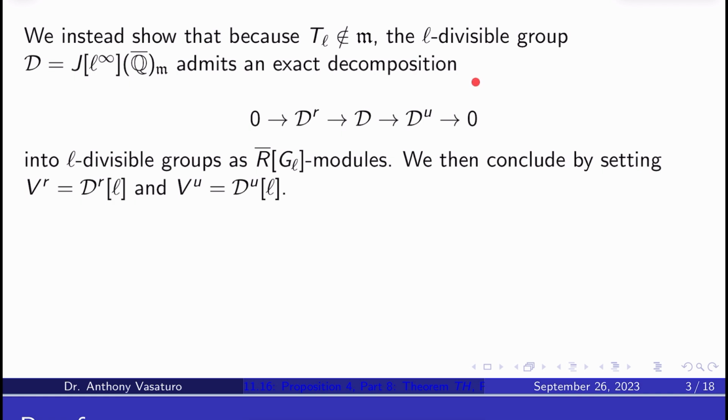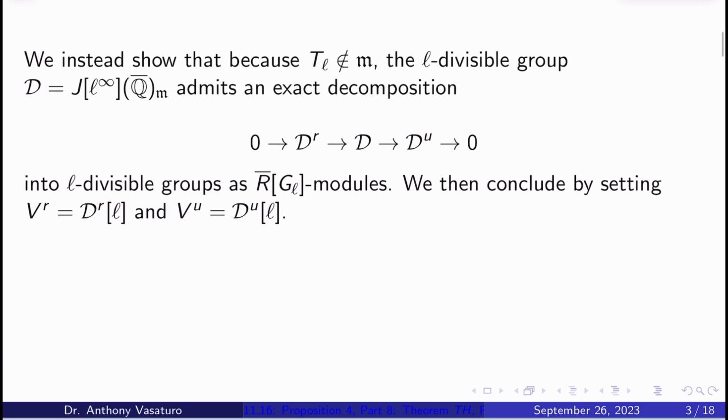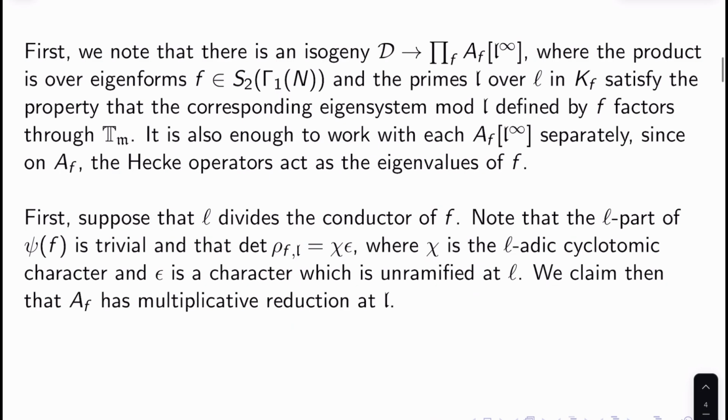And then if you're able to prove this, how do you get the corresponding step that we outlined last video? You just set V sub R, which is the thing you want, equal to this guy, D to the R bracket L, and you set V to the U, which is what we want from the step outlined last video, equal to this guy, D to the U bracket L as well. So you just kind of take L torsions. Okay, so how do you build this exact sequence?